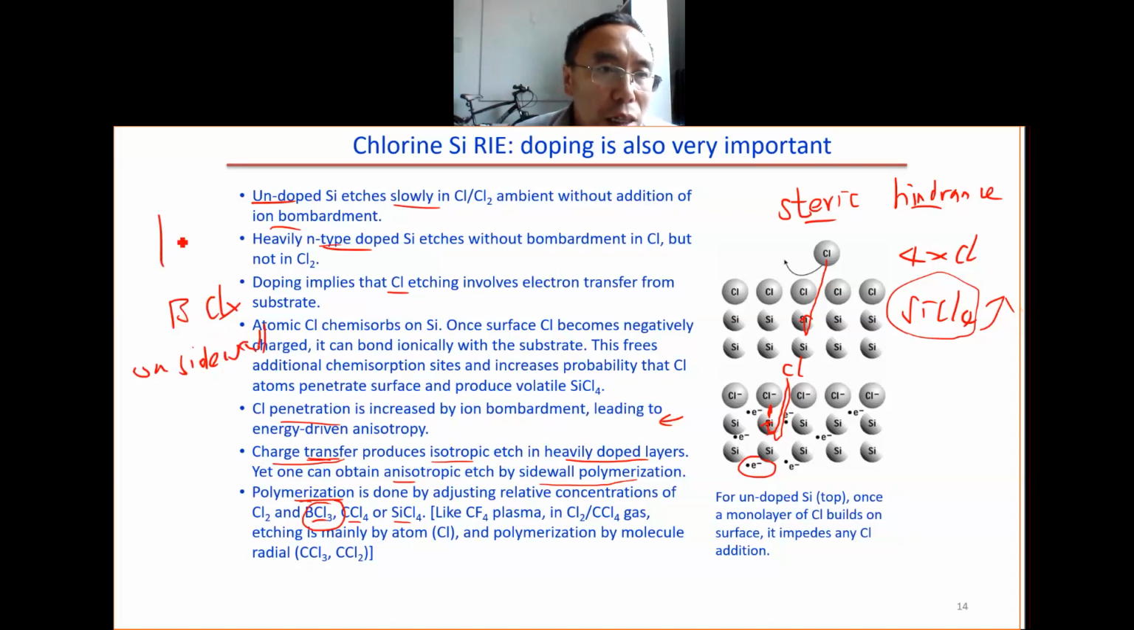Now if this comes to the side wall, it is not like a polymer. But this prevents chlorine from coming to the side wall. So when the side wall is covered by BClx, it's hard for the chlorine to come to the surface. And this is how the passivation, how the side wall protection works. So obviously, this one is not like a polymer.